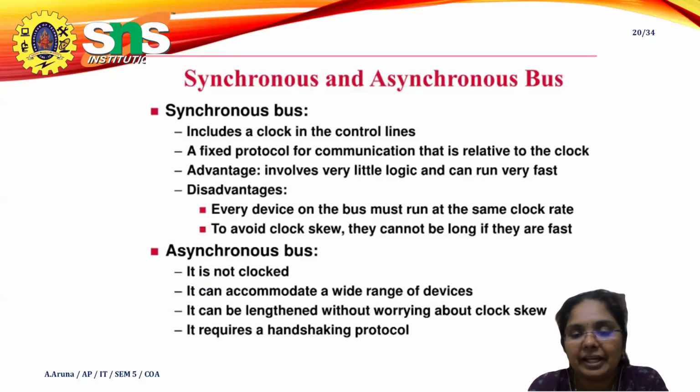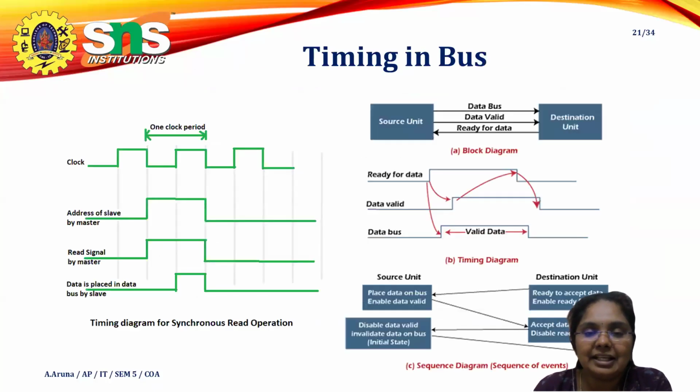To avoid clock skew, the bus cannot be long if the devices are fast. Asynchronous is not clocked, so it can accommodate a wide range of devices and can also be lengthened without worrying about clock skew. It requires a handshaking protocol. Handshaking protocol means we have to receive the acknowledgement of whether the data has been received or not. That is a must. Nowadays, we are using the asynchronous bus. It can be defined in the timing manner like this.